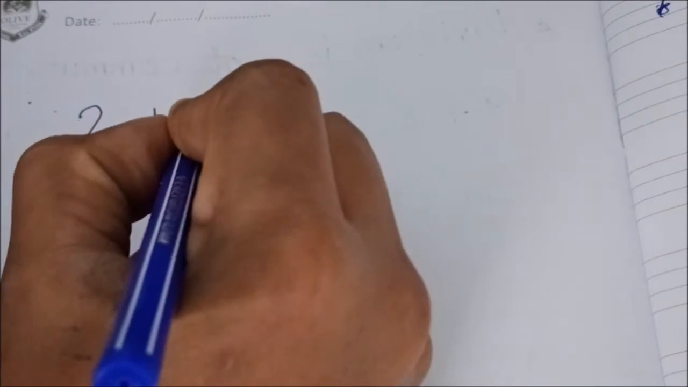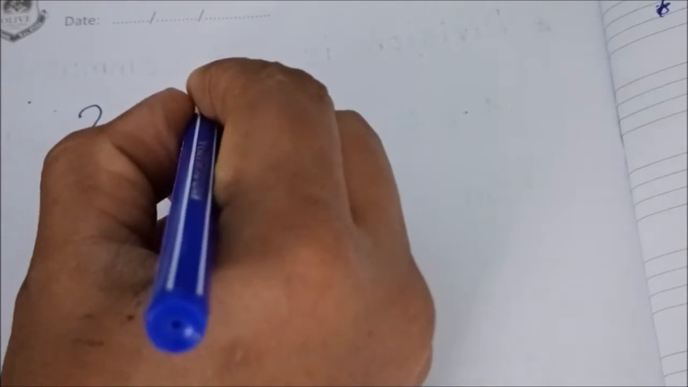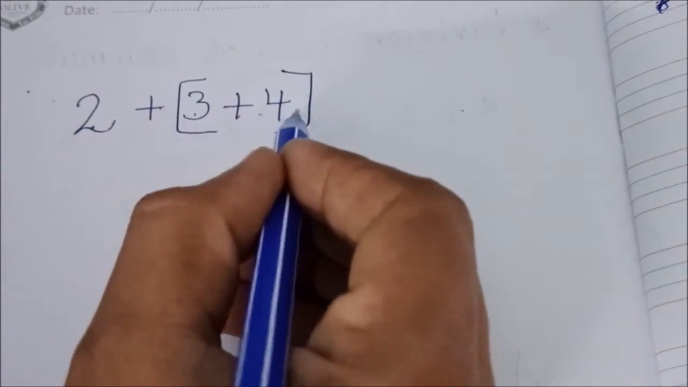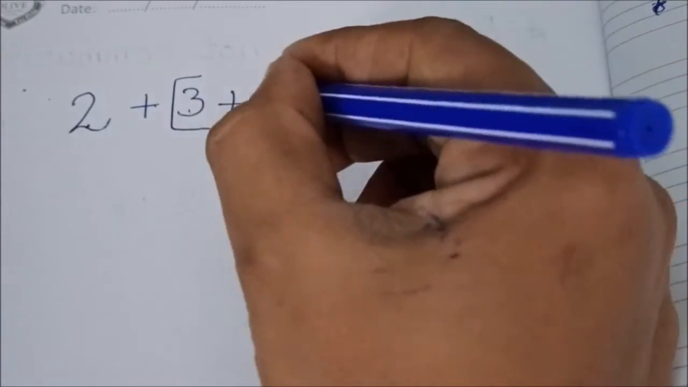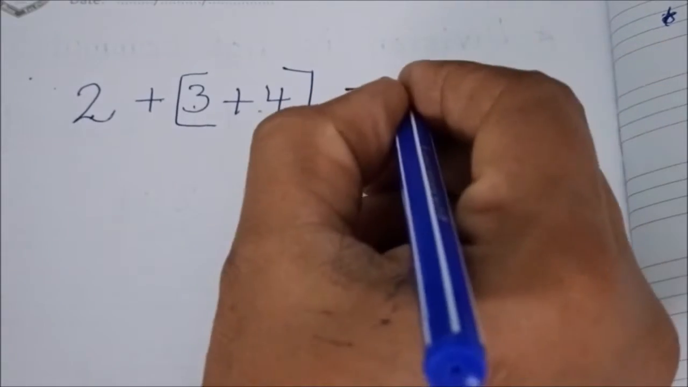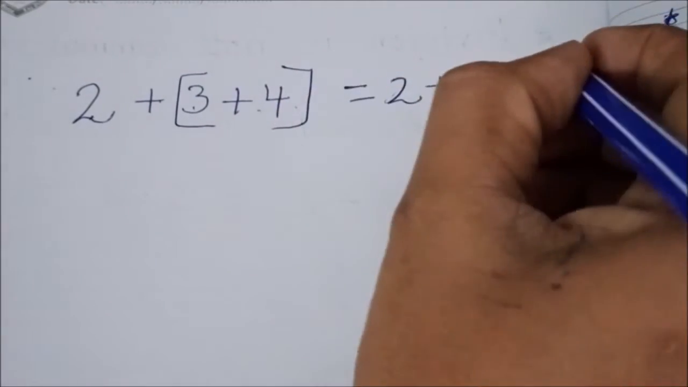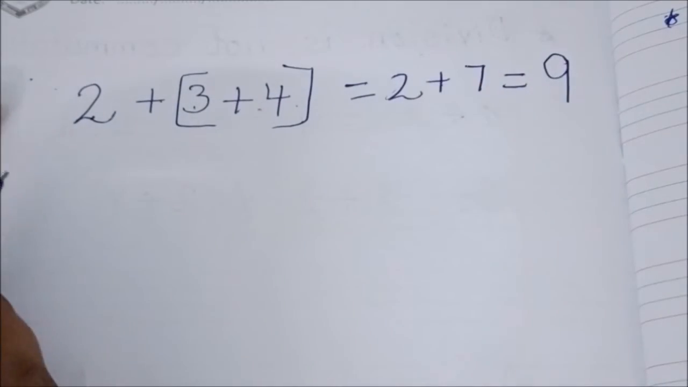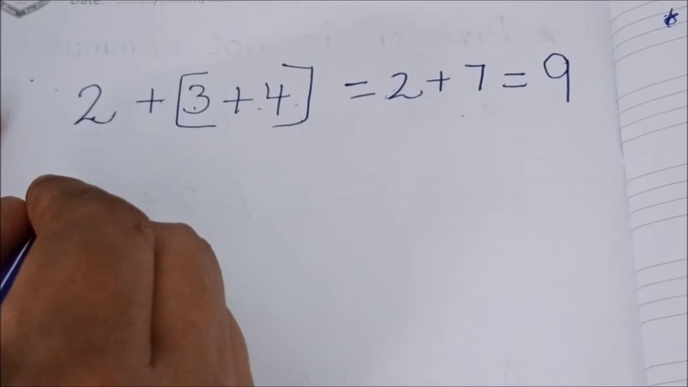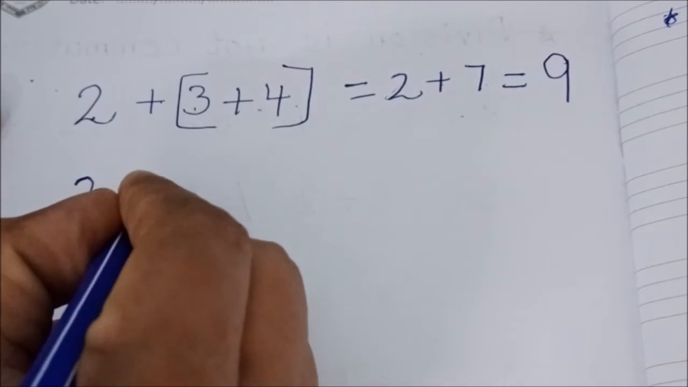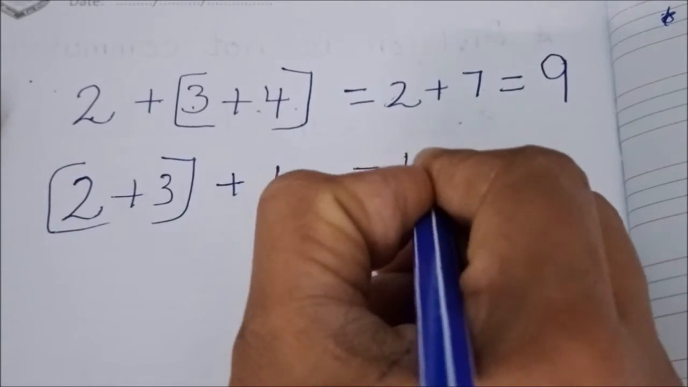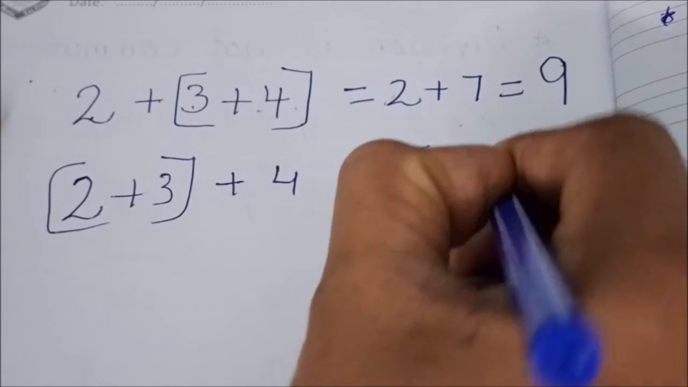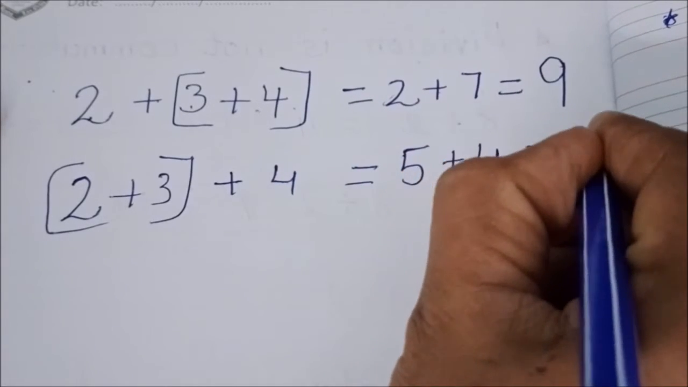Let's see. Now you need to add 2 plus 3 plus 4. 2 plus 3 plus 4: 3 plus 4 is 7, which means 2 plus 7, which is 9, right? Now let's change the grouping. 2 plus 3 plus 4 is equal to 2 plus 3 is 5, plus 4 is equal to 9.